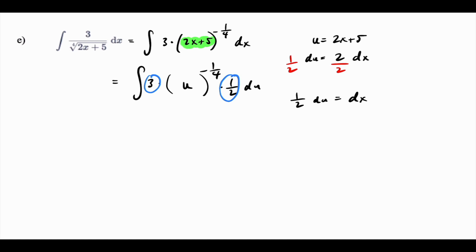3 times 1/2 is 3 over 2. You can leave that on the inside, or you can just move it out to the front. It doesn't matter. It's not going to be involved in the antiderivative process. Okay? You're going to add 1 to the power, so negative 1/4 is going to become positive 3/4. Is that right? Yep.